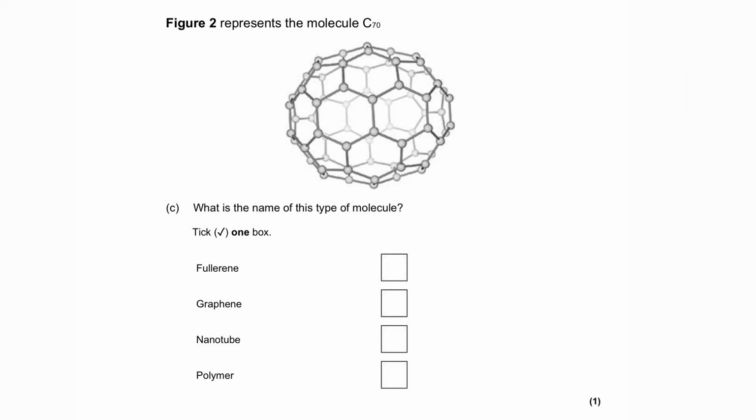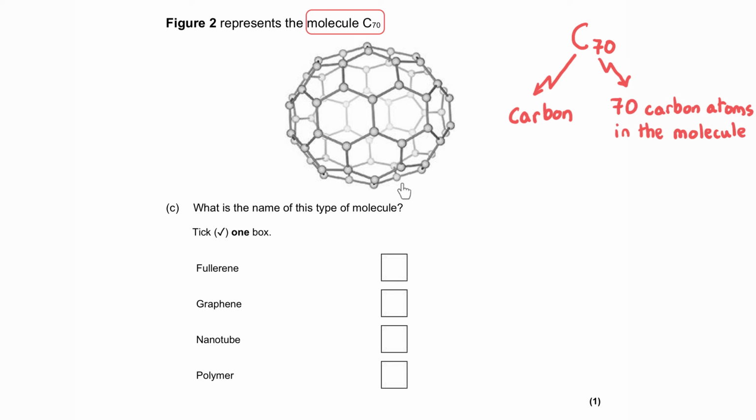Figure 2 represents the molecule C70. And it's a capital C, which means the element will be carbon, and the 70 is referring to the fact that there must be 70 carbon atoms making up the molecule. And we've got a diagram of the molecule here. The grey circles are obviously the carbon atoms, connected by lines which are representing the covalent bonds. And we're being asked, what is the name of this type of molecule?